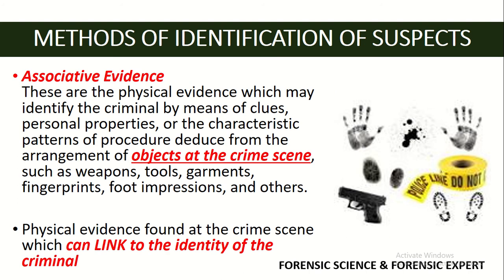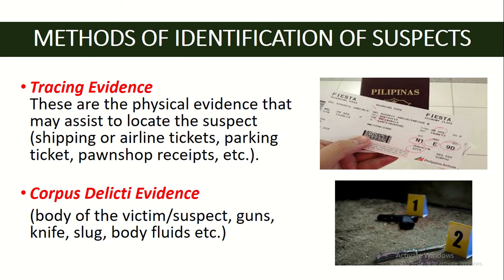Another important method of identifying suspect is through associative evidence. Here, physical evidence plays a very significant role because it can associate or link to the identity of the suspect. But the question is, how can we treat this physical evidence? What do we need to do? Here, we need forensic science and forensic experts so that this mute but eloquent physical evidence will make sense. Furthermore, we have tracing evidence and corpus delicti evidence as methods of identifying suspect.